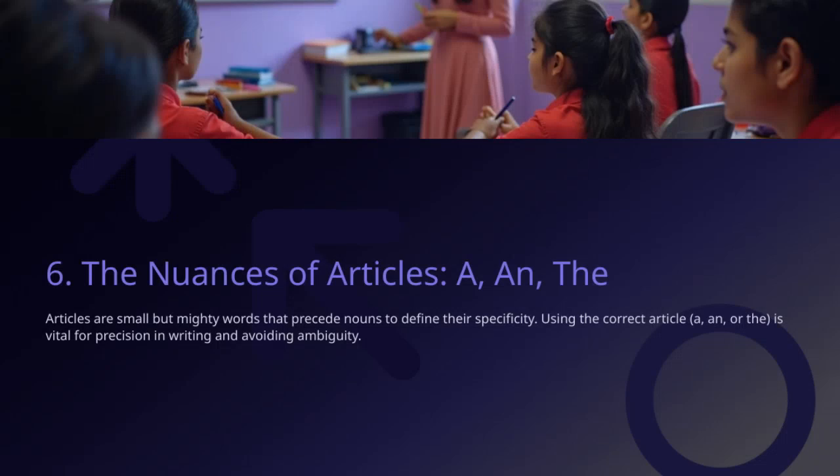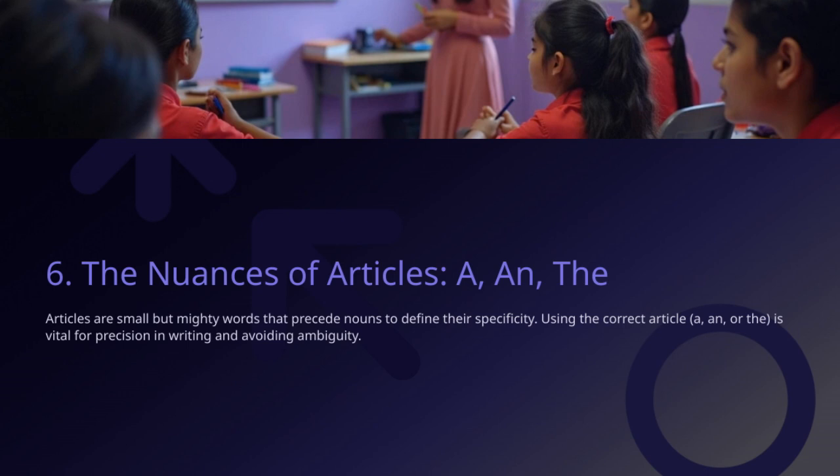Articles are small but mighty words that come before nouns to help us define their specificity. They might be tiny, but they play a crucial role in making our writing clear and precise. Using the correct article, whether it's a, an, or the, is really important. It helps us avoid confusion and ensures our message is understood exactly as we intend.